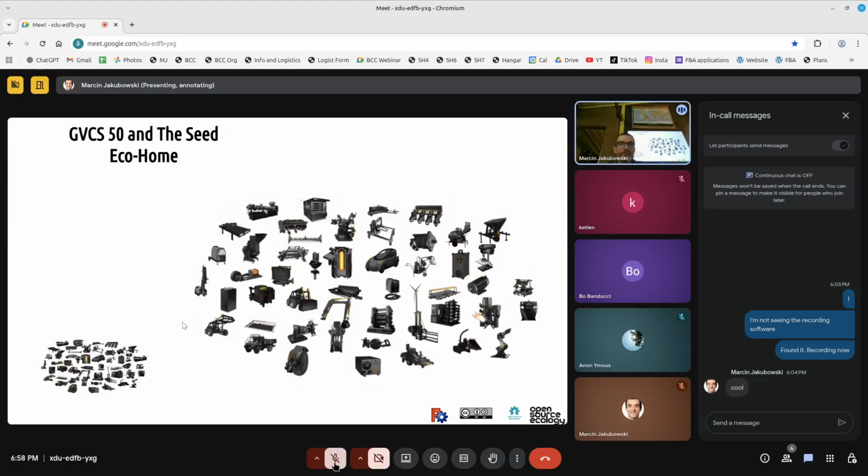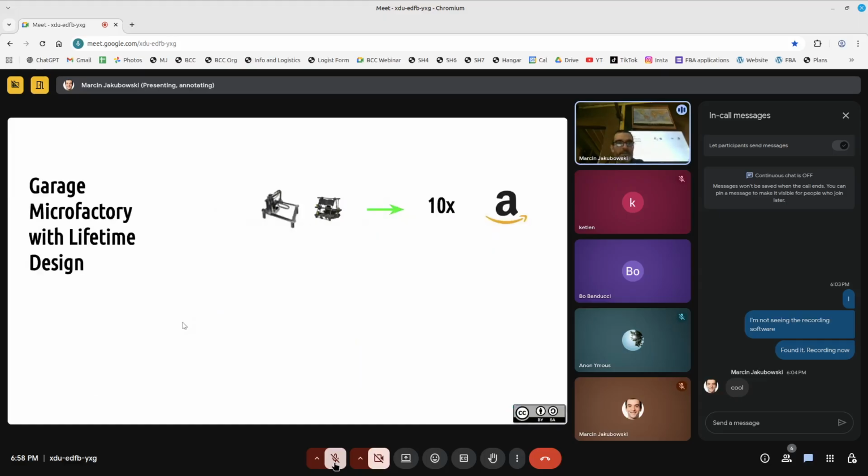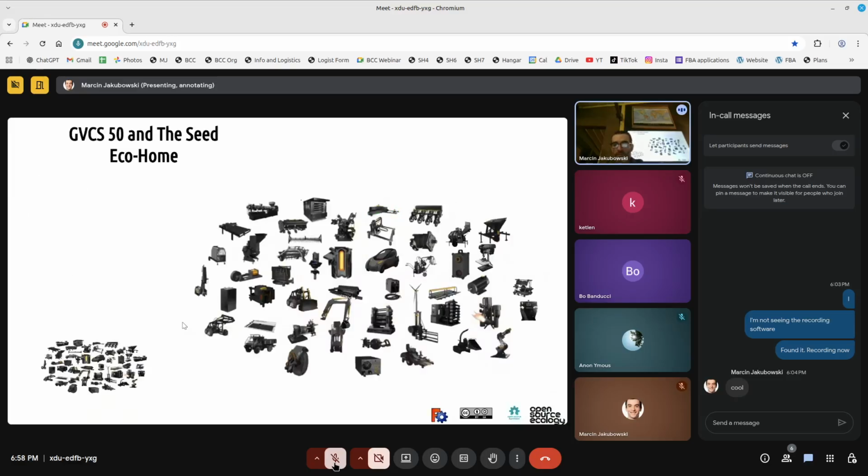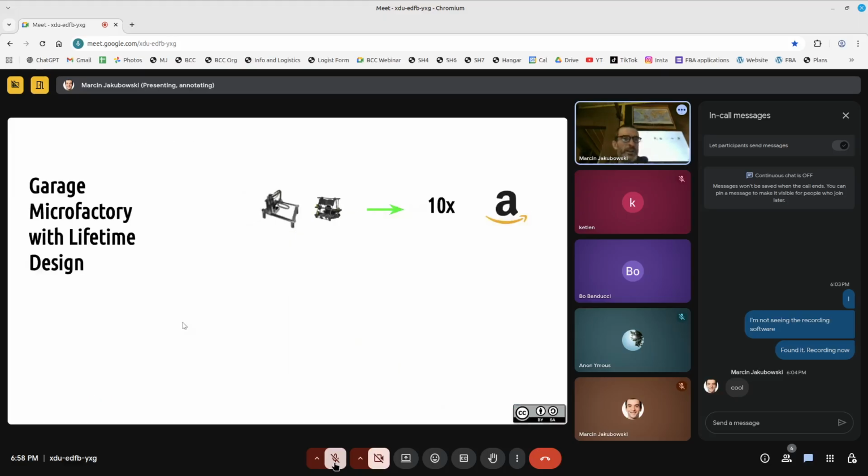What can you do with a 50 Global Village Construction Set tools and a CDGO Home? You can do this. I talked about in another presentation about your house actually becoming a productive unit. So you produce your own energy, food, and goods and things. Yeah, why not? So the garage microfactory, if you have open source design for lifetime products, you got 3D printing and other cool tools that get you 10 times the value of Amazon.